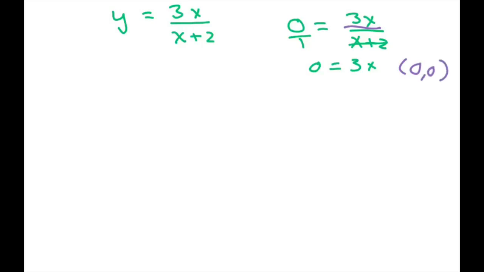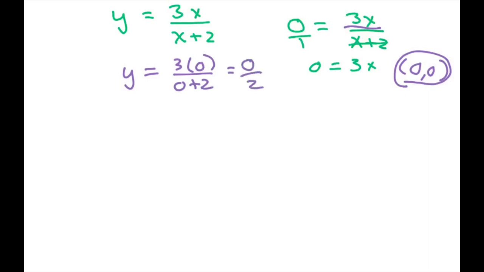Now, since we have an x-intercept at 0, 0, that means that's also the y-intercept. So we don't have to worry about the y-intercept. That would just be y equals 3 times 0 over 0 plus 2, which is 0 over 2, and 0 over 2 is 0. So anytime you have an x-intercept at 0, 0, that also means it's a y-intercept. And now we already know the vertical asymptote from the previous slide is x equals -2. And now we want to know what the horizontal asymptote is.